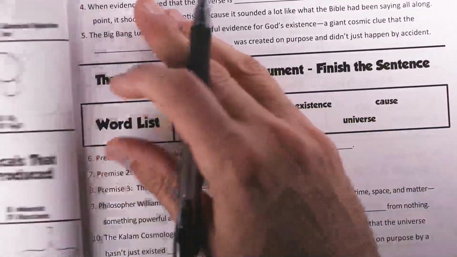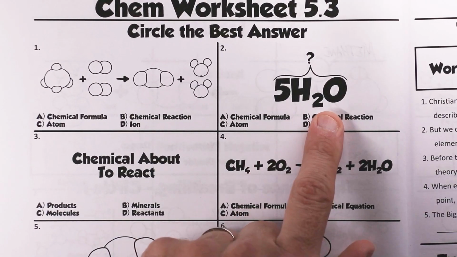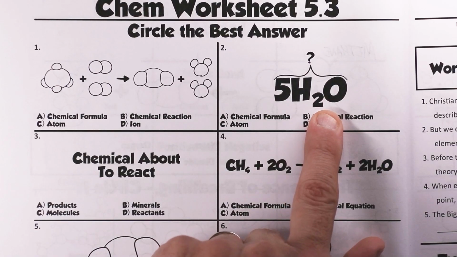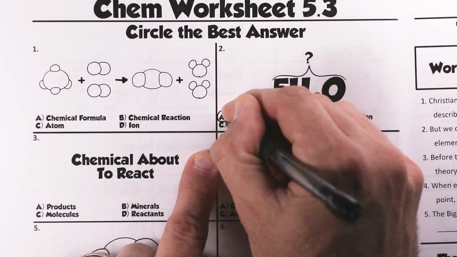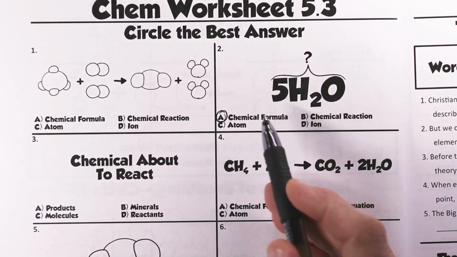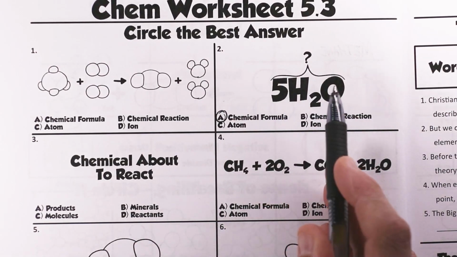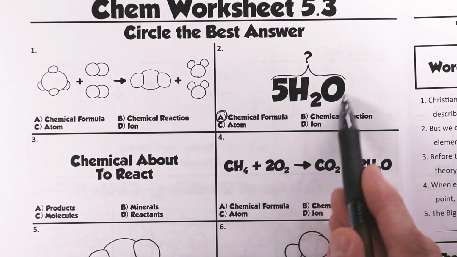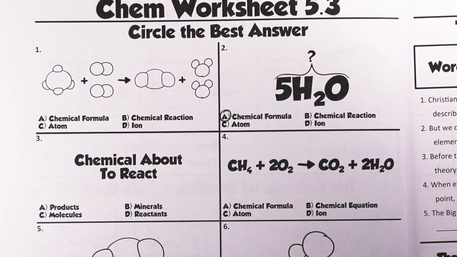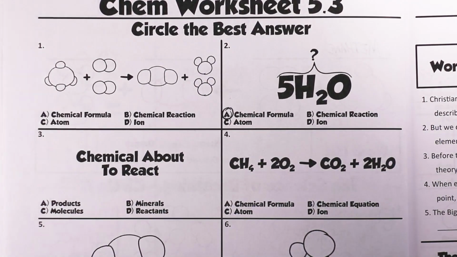Moving on, 5.3. I did a bad job. I think I missed this in the notes. So what is this thing? This is a chemical formula. Hopefully you figured that out on your own. Anytime you write 5H2O or 3C6H12O6 or anything like that, it's called a chemical formula. All right, we're moving on. I think you got it.